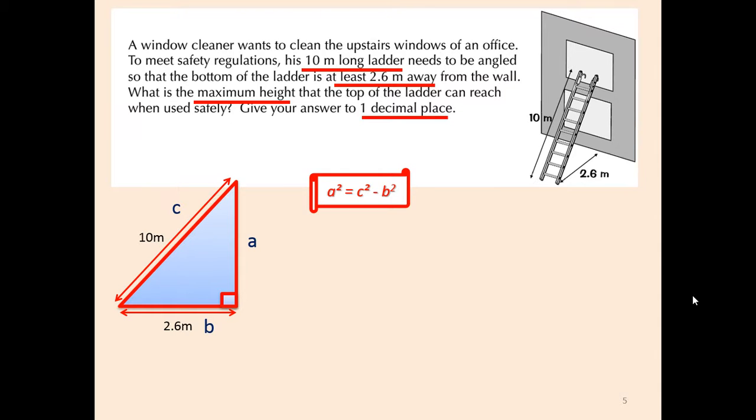So if I do 10 squared minus 2.6 squared, that gives me 100 minus 6.76, and that gives me 93.24. Okay. A lot of students leave their answer as this. They think A is equal to 93.24. And again, that cannot be right because it is much bigger than 10. And A cannot be bigger than the hypotenuse C.